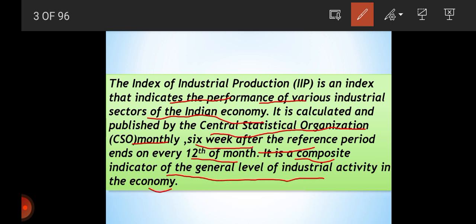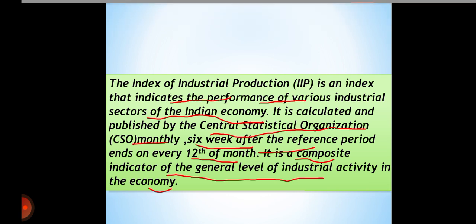So in simple terms, what is IIP? IIP is an index of industrial production. Point number one. IIP is an indicator which helps us understand the progress of Indian industry in the economy. Third point, IIP is calculated and published by CSO, and published on the 12th of every month after a 6 week lag. Okay, I hope till here you don't have any doubt.